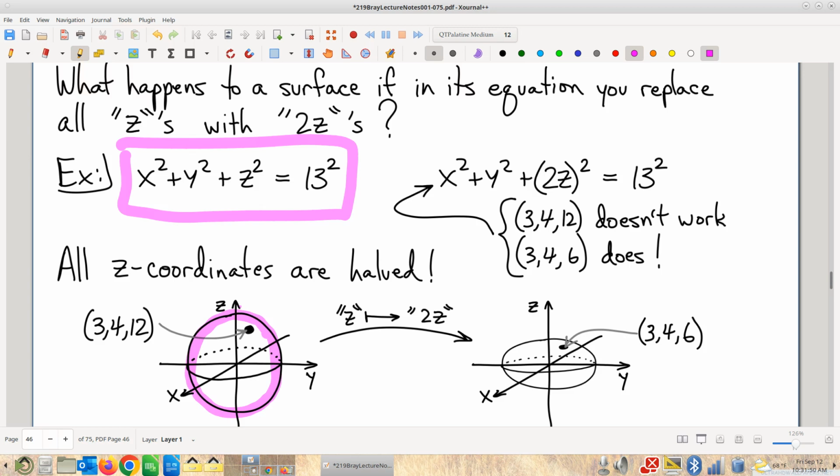Okay, here's a weird hypothetical, but let's just play the game. Hypothetically, if everywhere I see a z in this equation, I were to replace it with 2z, what would be the effect on the geometry? I always like to think in terms of the relationships between algebra and geometry. So here I'm talking about something that I would do to the algebra, and the question is to figure out what does that do to the corresponding geometry.